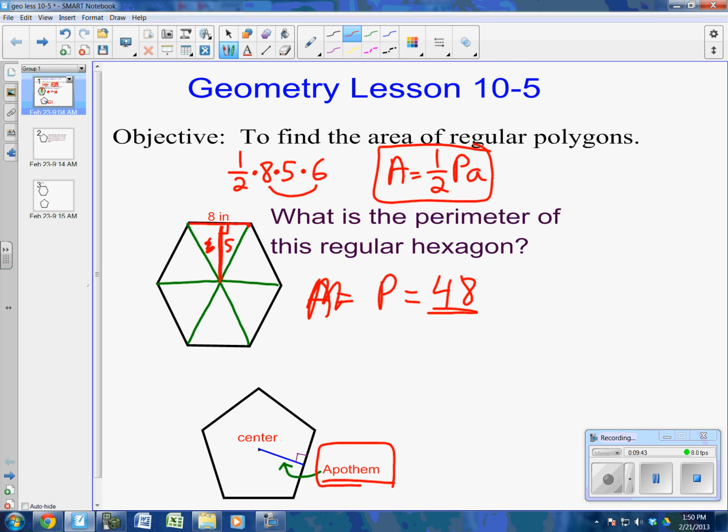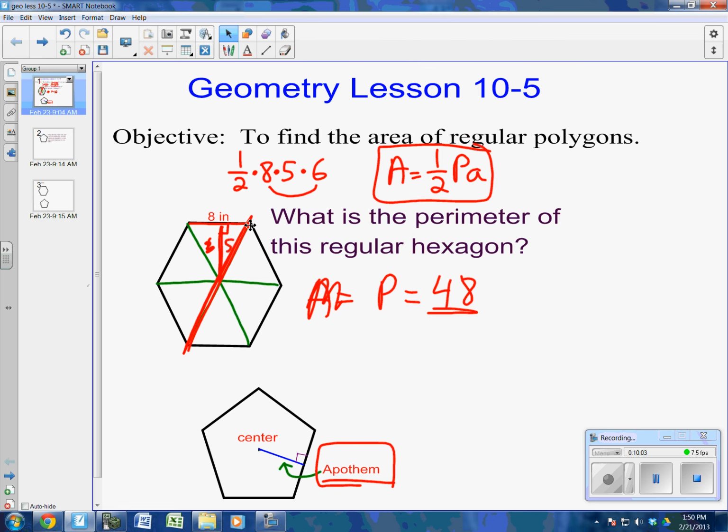You could cut it into 2 trapezoids, but we're trying to find one that will work for every kind of polygon. If I did that, you're exactly right, it would be longer. You'd have to find the area of 2 trapezoids, okay?